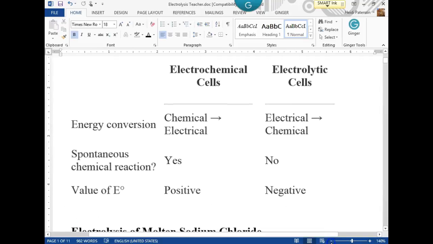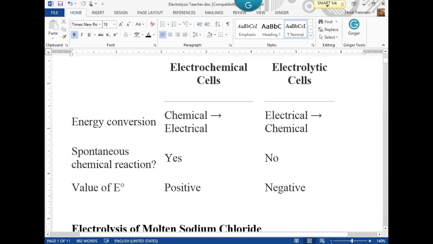Today we're going to talk about electrolysis cells. Electrolysis cells are not the same thing as an electrochemical cell. In an electrolysis cell, you actually have to put energy in order to drive the chemical reaction, as opposed to manipulating a chemical reaction that has a spontaneous reaction.